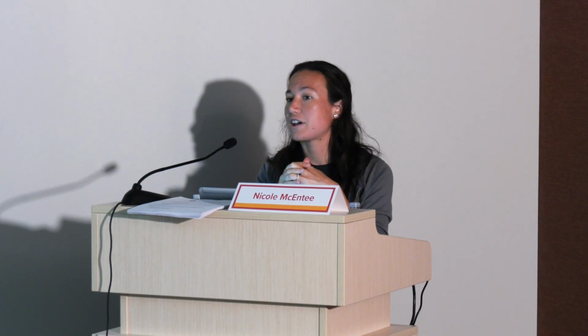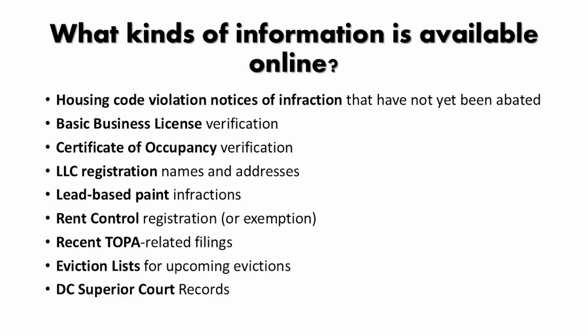You can look up lead-based paint infractions to find out, have there been infractions at this property with lead-based paint that they didn't abate, that they were supposed to take care of. You can look up rent control registration, TOPA filings, eviction lists, right? Does this landlord evict tenants? That's something you can find out. And DC Superior Court records are also publicly available. In most cases, there are some that are sealed, but there are a lot that are publicly available too.